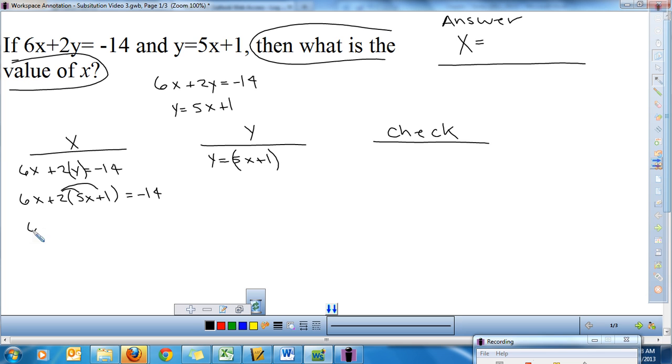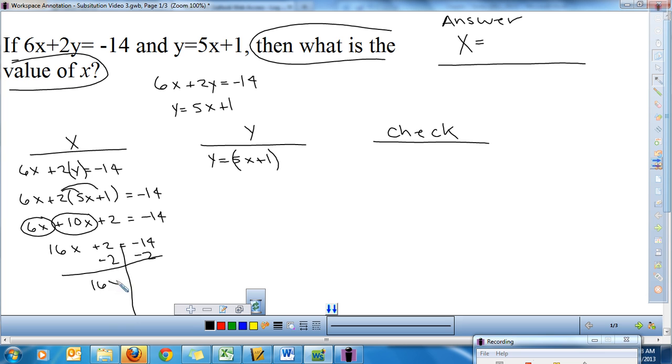I'm going to go ahead and distribute. I have 6x plus 2 times 5x is 10x, 2 times 1 is 2. I notice I have some like terms. I have a 10x and a 6x. It's going to give me 16x plus 2 equals negative 14. Now I see that I have a two-step equation that I can solve. I'm going to bring over my plus 2 to the other side by subtracting it. I now have that 16x is equal to negative 16 because negative 14 minus 2 is negative 16. If I want to solve for x, I'm going to divide both sides by 16.